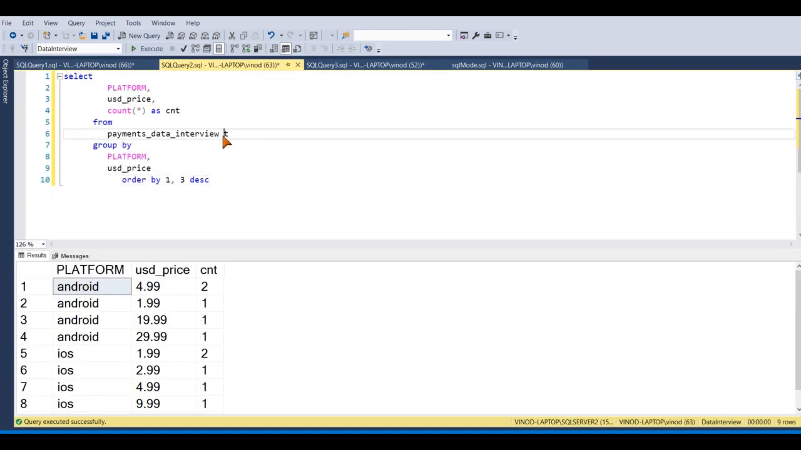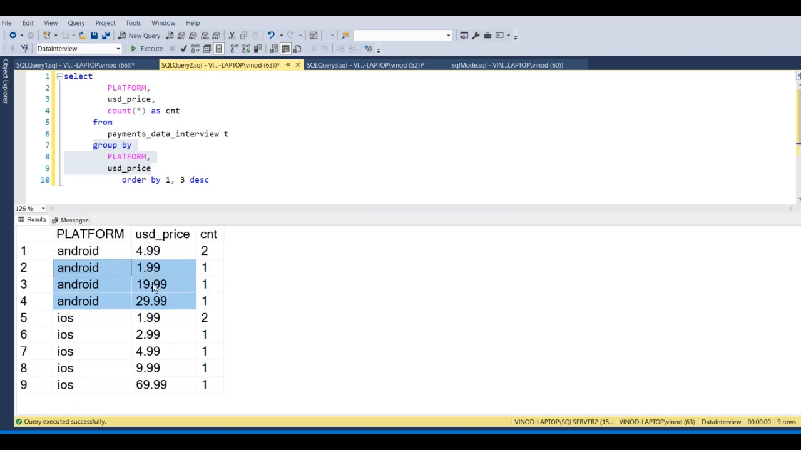Let's consider a grouping done by platform and USD price. Now here you can see that I have done a grouping by platform as my first column. Second column is USD price. So you can see here when platform is Android and USD price is 4.99, count is 2. Similarly, there are other sets, all have 1. Now if we switch back to iOS, again, we have platform as iOS and a price. So again, this set has a count of 2.